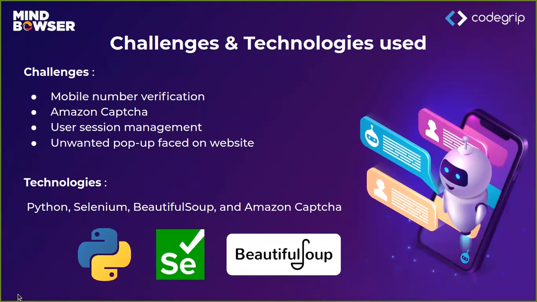And for the Amazon purchase bot, we use technologies like Python and Selenium for the automation, Beautiful Soup for the product availability status, and Amazon Captcha for the Amazon Captcha verification. So this is all about the challenges and technologies used.